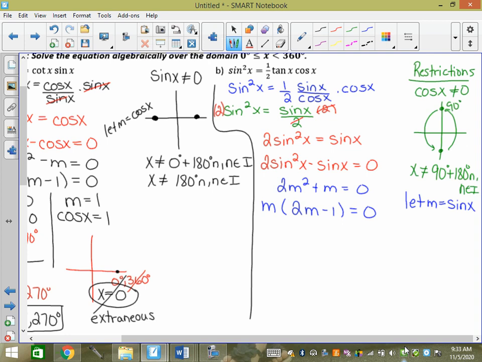Remember, when you're taking a GCF out, you're just literally simplifying. So however many terms you had in the first place, you still have to have. If I take an m out of 2, I have to have 2 left behind, because a GCF just means I'm simplifying it. If I have 2 terms, I still have 2 terms. Okay? So now I have m equals 0, 2m minus 1 equals 0, m equals 1/2, and m is sine x. So sine x equals 0, and sine x equals 1/2.